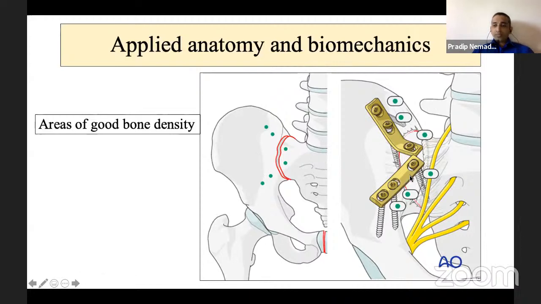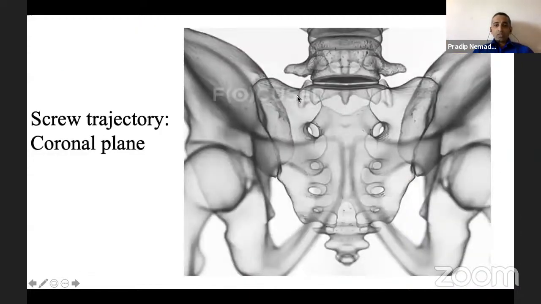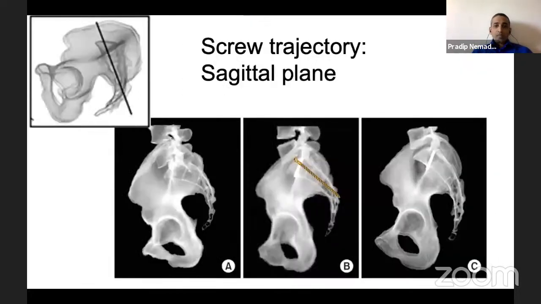In the sacrum, we have a good bone trajectory that is just lateral to the foramen. If you see the coronal plane screw trajectory, it would be just lateral to the sacral foramen and parallel to the SI joint. So we start laterally and go angularly, slightly medially, that is the coronal plane, and we stay lateral to the sacral foramen. In a sagittal plane, the trajectory is parallel with the sacrum.